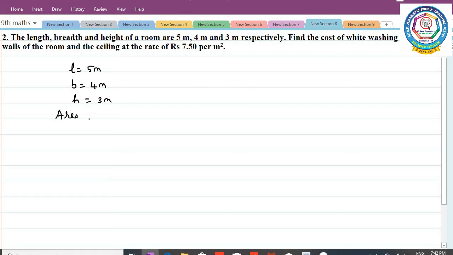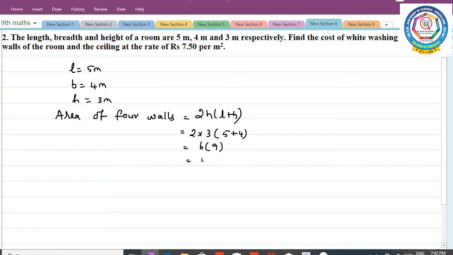We have to find out the area of 4 walls. Area of 4 walls equal to, we know that formula, 2H into L plus B. So 2 into, what is height here? 3. Length is 5, breadth is 4. Then 2 3s are 6, 5 plus 4, 9. Then 6 nines are 54 meters square. Now I got area of the four walls.